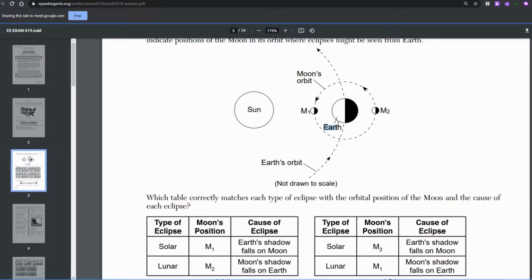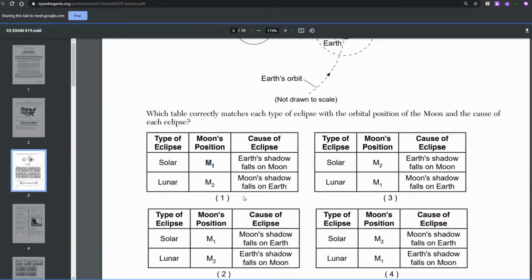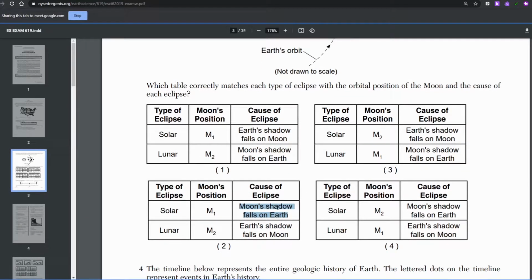If the Moon is in between the Sun and the Earth, that means there's a possibility that it can block the Sun, right? So we would call that a solar eclipse. So a solar eclipse needs to say M1, solar eclipse M1, so that's a possible answer. And Earth's shadow falls on the Moon? No, we call that a lunar eclipse. The Moon's shadow falls on Earth? Yes. So our answer looks like it would be 2.